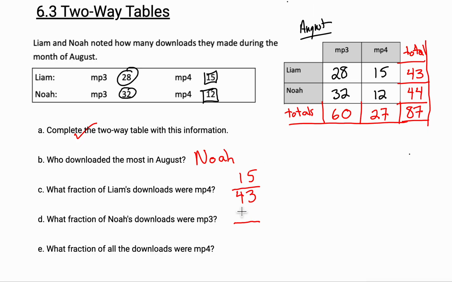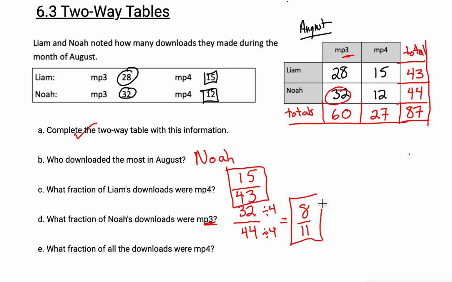I still have that fraction bar. I need to use that 32. So it's really important to be careful about that. I'm going to box that one in, and this one too. 44 was my total, so I was right on that one, but I grabbed the wrong number because I want the MP3s for my problem. They both are still divisible by 4, though. So I'll divide both by 4, and that would be 8 over 11.